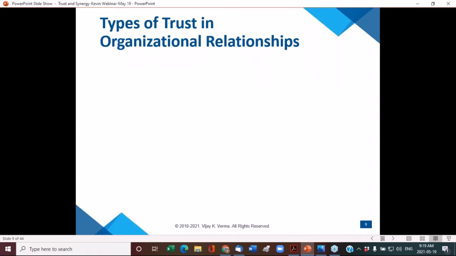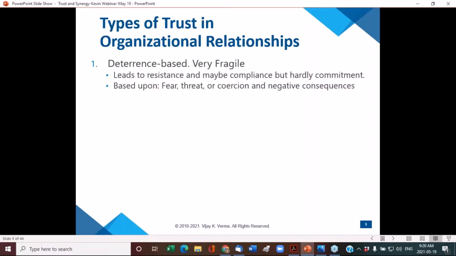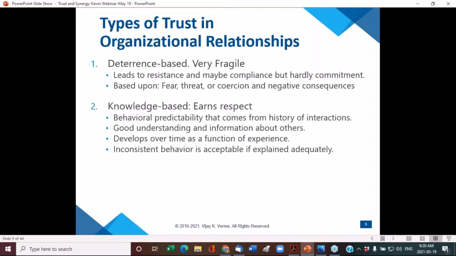Okay, so these are the different types of trust in organizational relationships. First is deterrence-based trust, which I would call very fragile. I wouldn't even call it trust actually, because it is based upon fear, threat, or coercion. You can still get things done, if you want to call it positive expectations, but what you will get is mostly resistance, maybe compliance at the most, because you have a lot of positional power. You will hardly get their commitment, meaning that they'll go 110% when you need them.